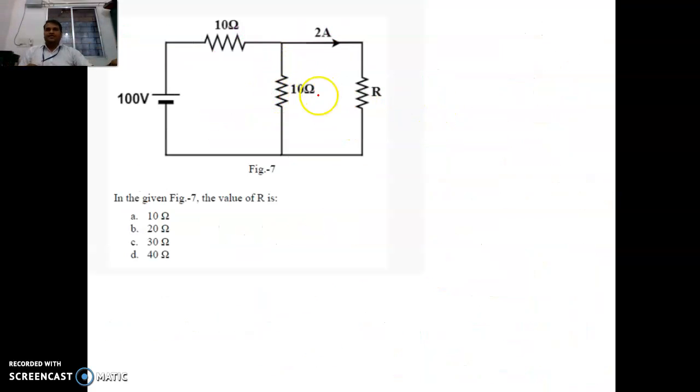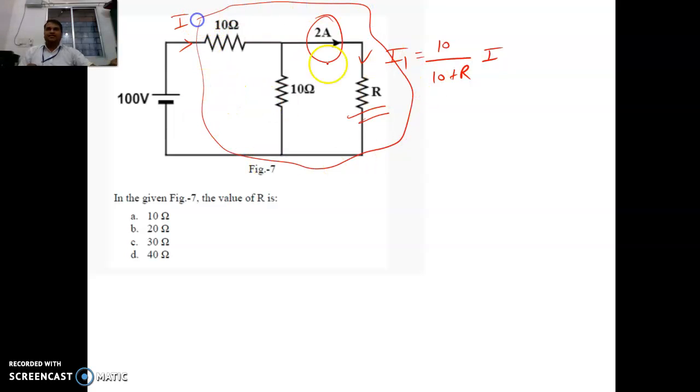Another problem. Here is a very simple problem: what is the value of R, given the 2 ampere is given. So we know the current division rule. Suppose the main current is I, so we can write this is I1. We know that I1 is equal to the opposite resistor, since it is in parallel, so it is the opposite resistor 10 by 10 plus R into the net current I. We can also find the equivalent resistance of this, and I is nothing but total V by R equivalent.